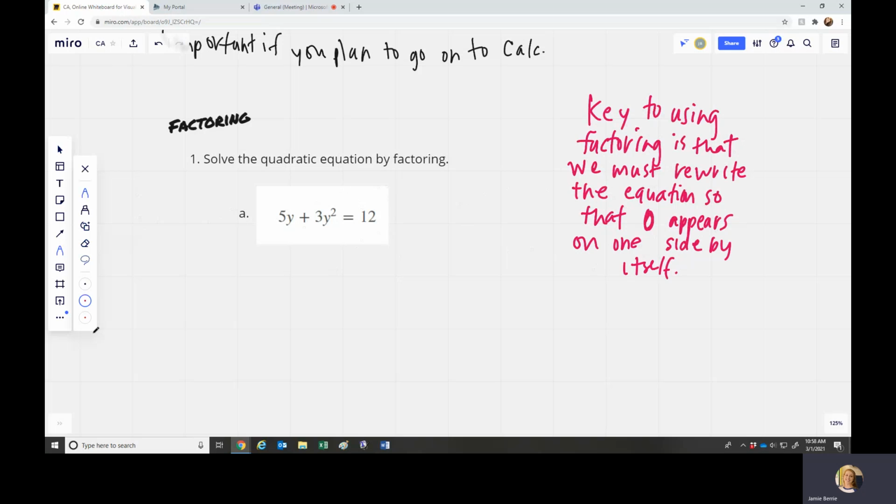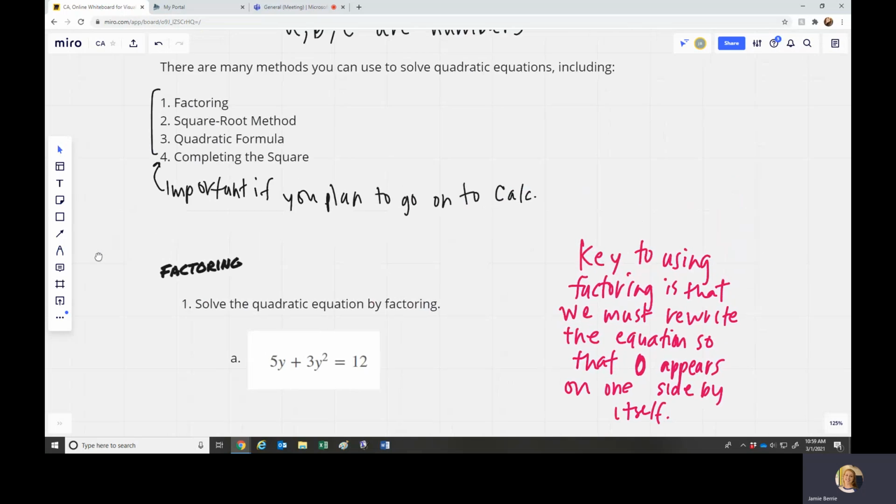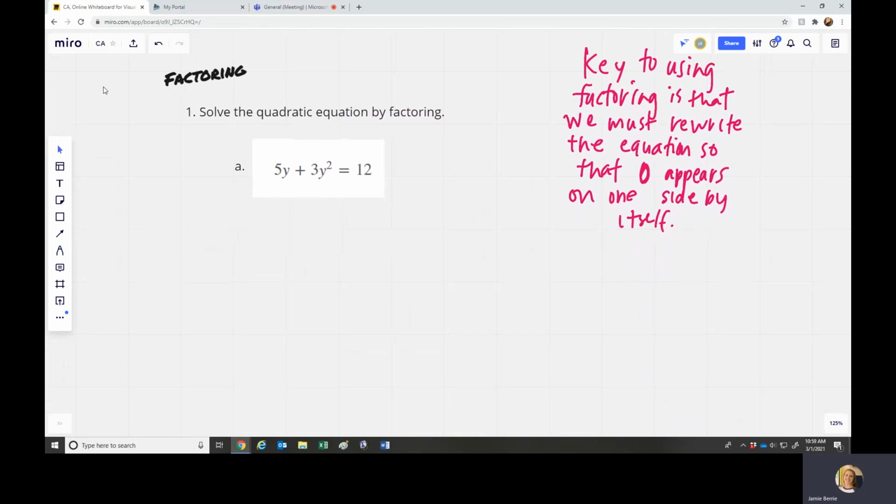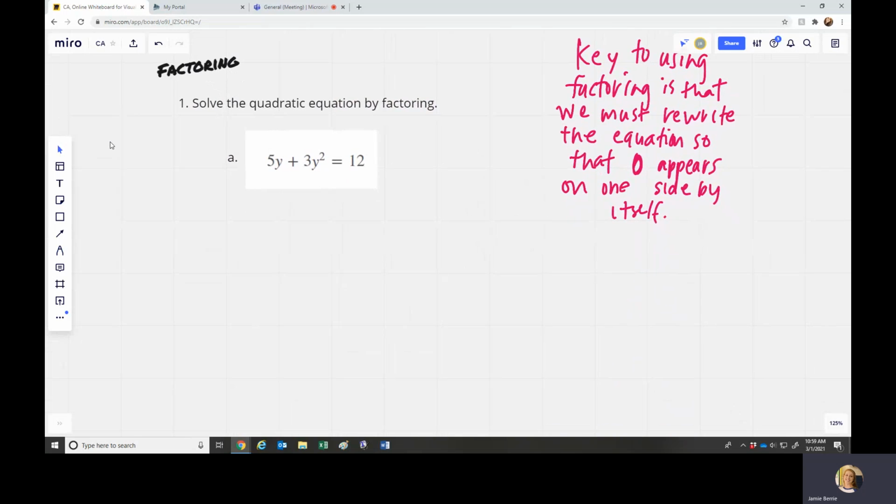Another important part when you're factoring is to make sure that you write the equation in this form. So you should put your squared term first, your first degree term second, and then your constant term last. So to move everything to one side here, we're just going to subtract 12 from both sides. That's going to cancel out on the right. And let's write the squared term first. So 3y squared plus 5y minus 12 equals 0. Perfect.